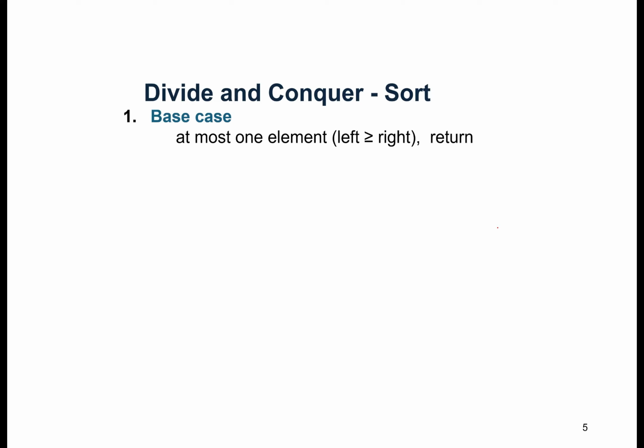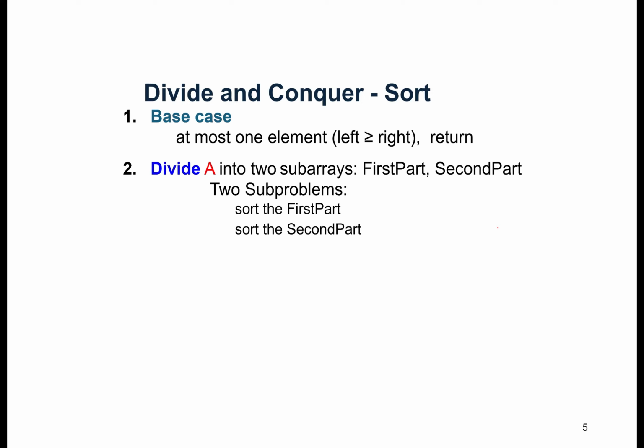First, the base case is if I keep on dividing the array until we reach one element, then one element itself is sorted, right? So we return. That's the first thing. This is a base case. So this is where we start returning.